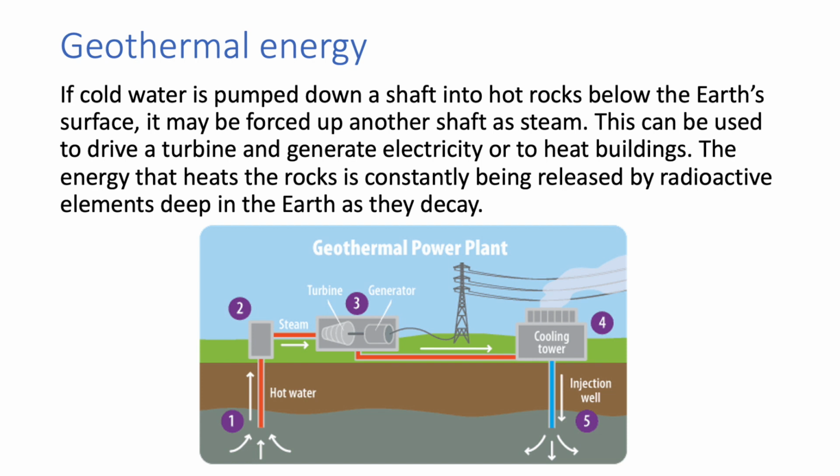Geothermal energy. If cold water is pumped down a shaft into hot rocks below the Earth's surface, it may be forced up another shaft as steam. This can be used to drive a turbine and generate electricity or to heat buildings. The energy that heats the rocks is constantly being released by radioactive elements deep in the earth as they decay.